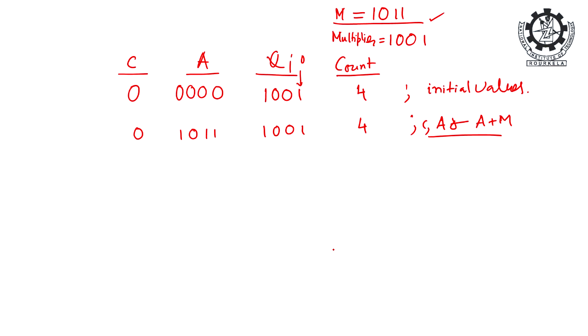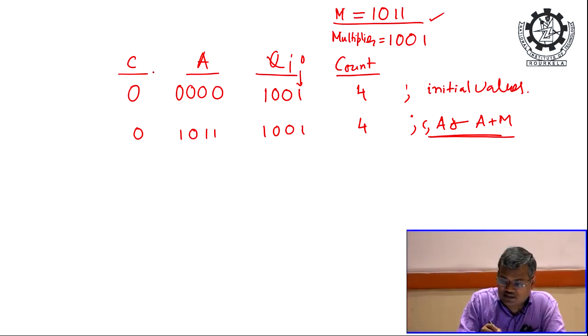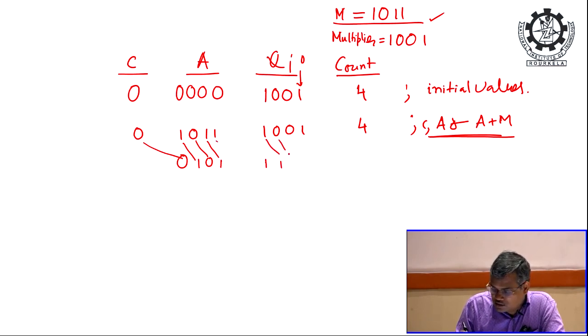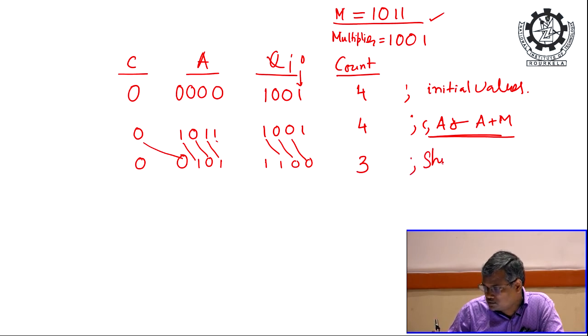Once it is performed, we shift on the right side including the C A Q, these 3 registers. So, now you shift it right side. This 0 will come here, this 1 will come here, this 0 will come here, this 1 will come here and this 1 will come here, this 1 will go here, and this 0 will vanish out. So, this will be 0. Now, you reduce the count to 3. So, this is what we write: shift right C A Q.